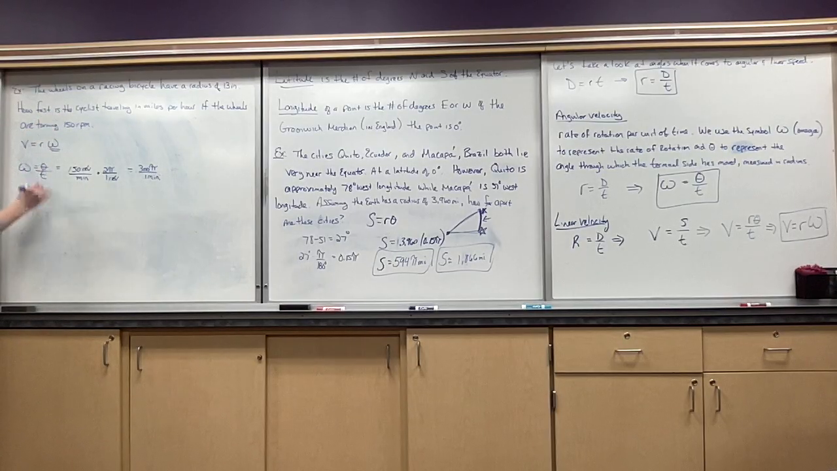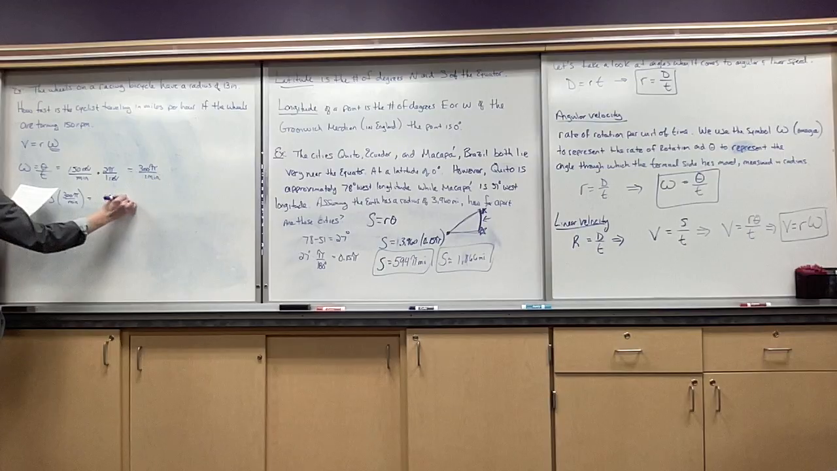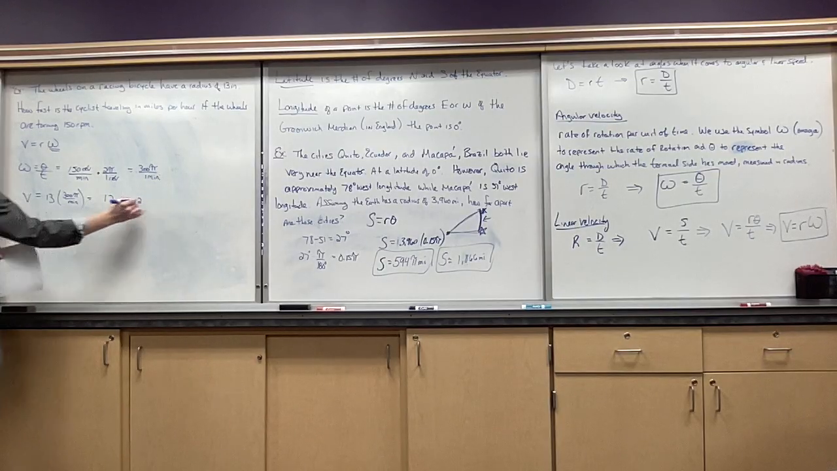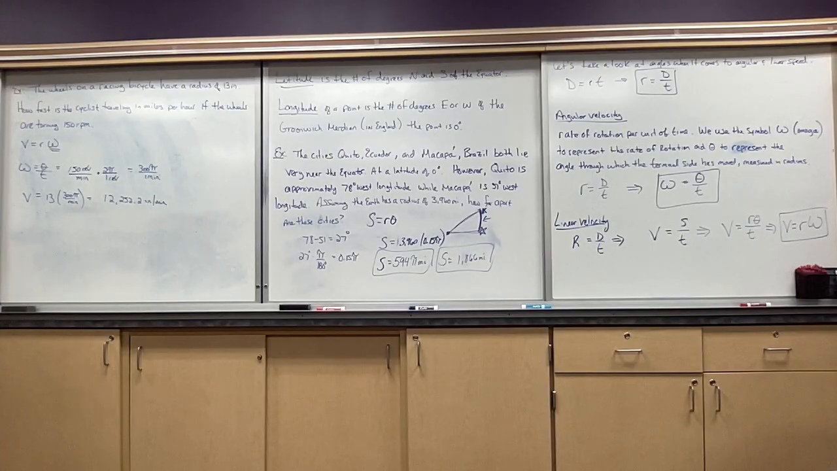The radius of the wheel is 13, and we already found our angular velocity, so it's 300 pi per minute. I know already, and we'll get to it, that they want miles per hour. We'll get to that. So this comes out to be 12,252.2, and this is going to be in inches per minute.